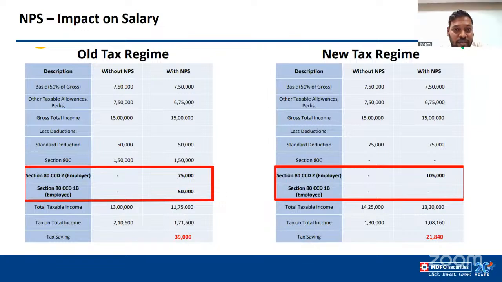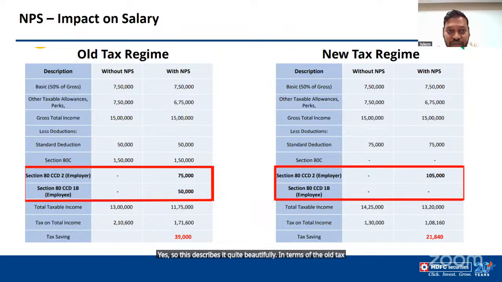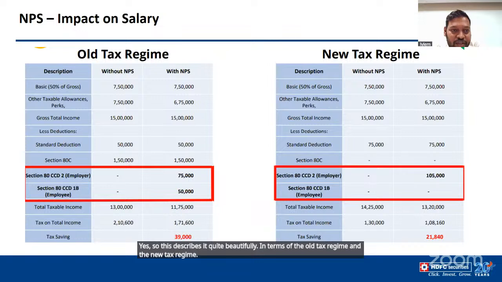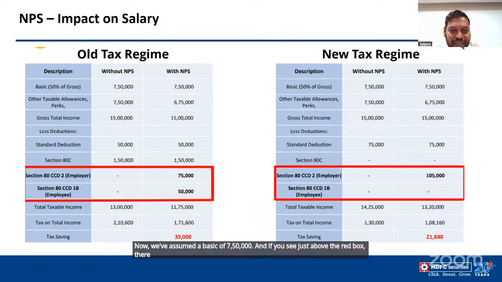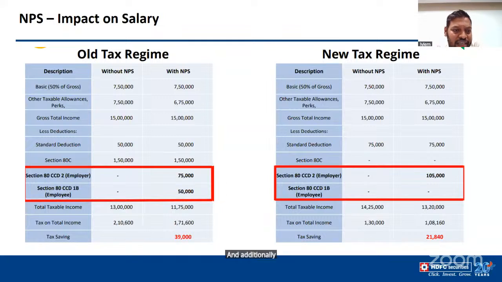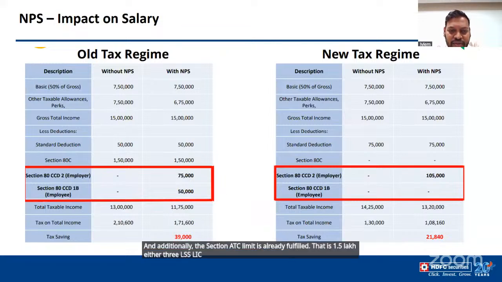Yes, so this describes it quite beautifully in terms of the old tax regime and the new tax regime. Now, here we've assumed a basic of 7,50,000. And if you see just above the red box, there are two deductions. The first being the standard deduction, which is 50,000. And additionally, the Section 80C limit is already fulfilled. That is 1.5 lakh either through ELSS, LIC, Sukanya Samriddhi, etc.